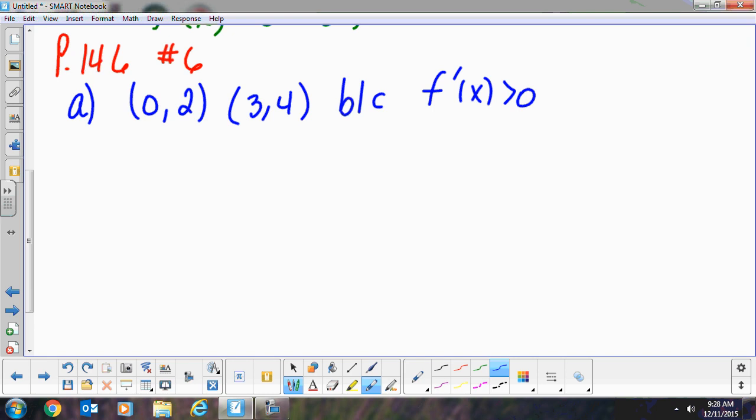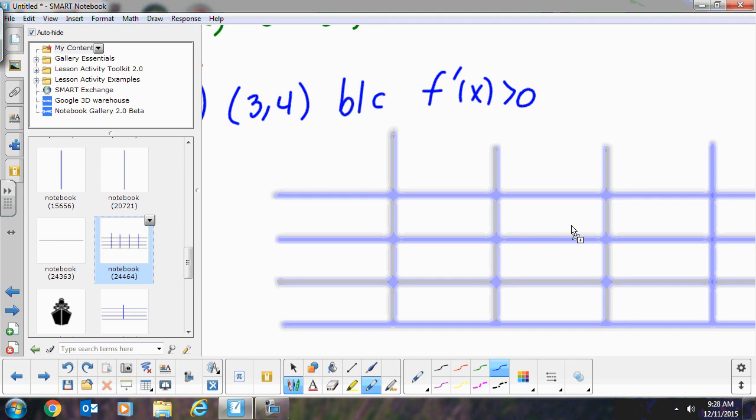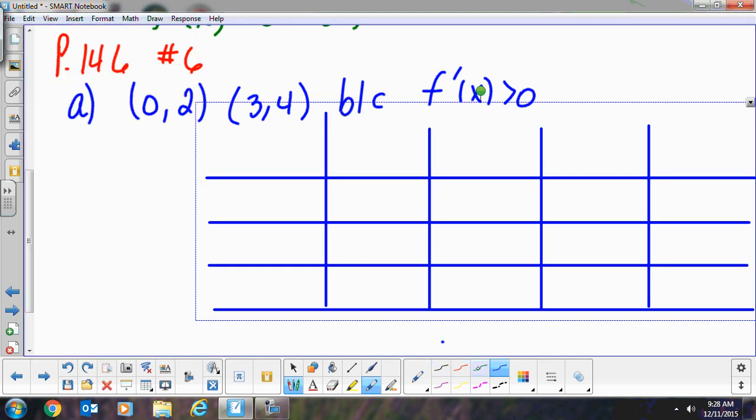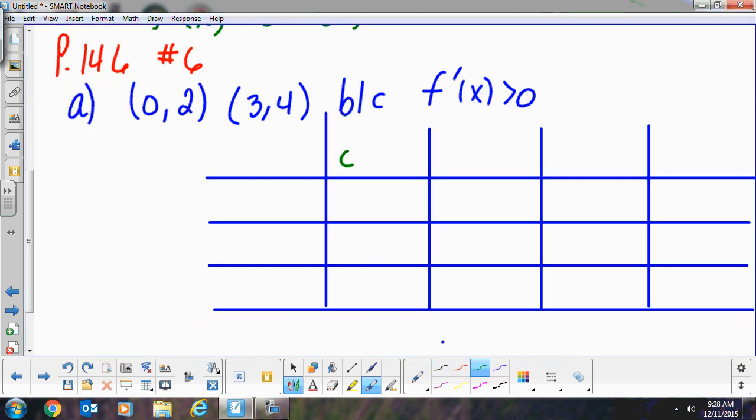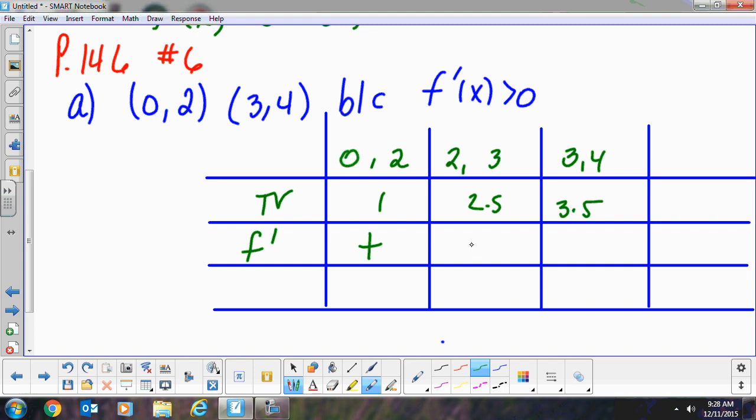B, for what values of x does f have a relative minimum? All right, so we need to get a table out. What's going to be my intervals across the top? 0 to 2, 2 to 3, and 3 to 4. If I choose test values 1, 2.5, 3.5, what's happening in my derivative function at 1? What can you tell me? Positive or negative? Positive. At 2.5?